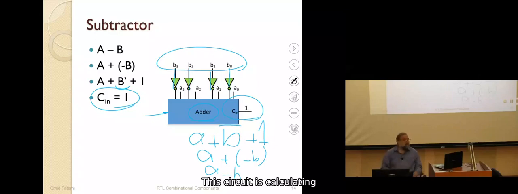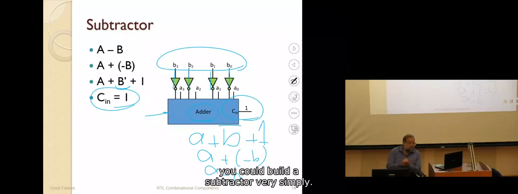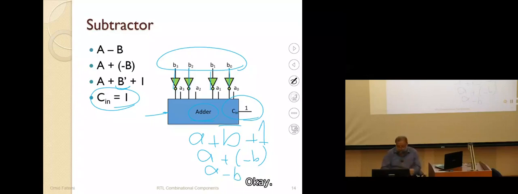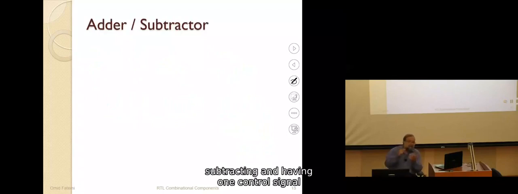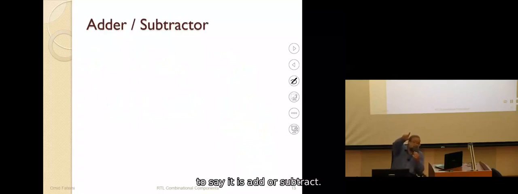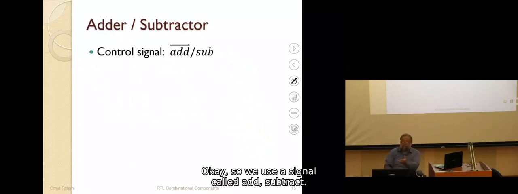So this circuit is calculating the subtraction, A minus B, very easily. Using an adder, you could build a subtractor very simply. Now that we have an adder for a subtractor, why don't we have a general circuit for adding and subtracting, having one control signal to say whether it is add or subtract? So we use a signal called add subtract.